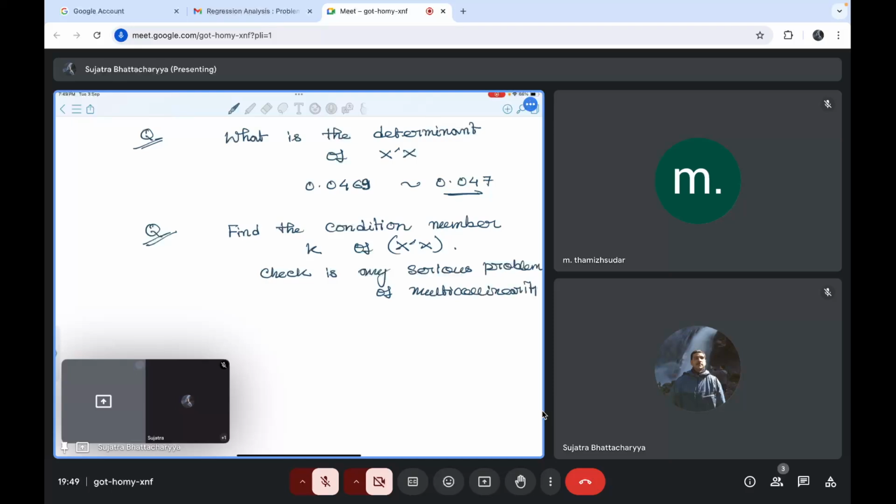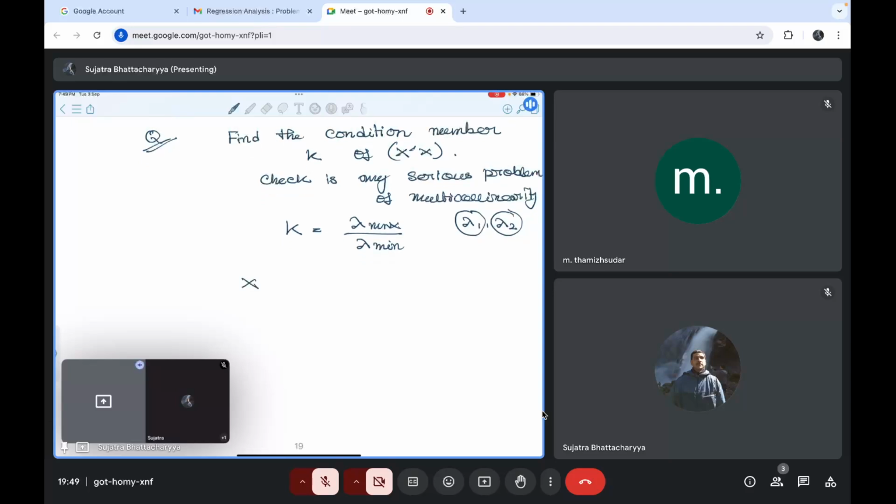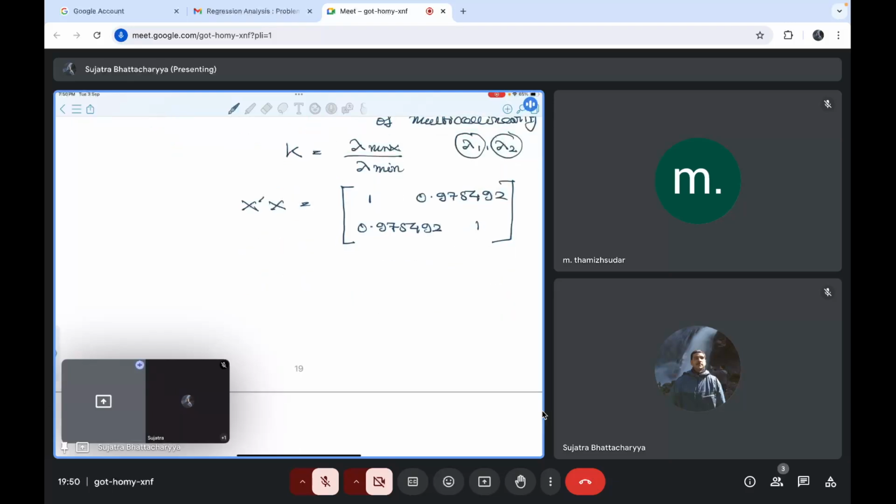So let's do. So what is your condition number? K is lambda max by lambda min. So here it's a two regressor model. So you will get two lambdas, lambda 1 and lambda 2. One of them will be higher, another will be lower. So you don't need to check the condition indices. X prime X we have already calculated. It is nothing but 1, 0.975492, 0.975492, 1, the correlation matrix. And every time you calculate the condition number, always remember you have standardized that. Be careful.